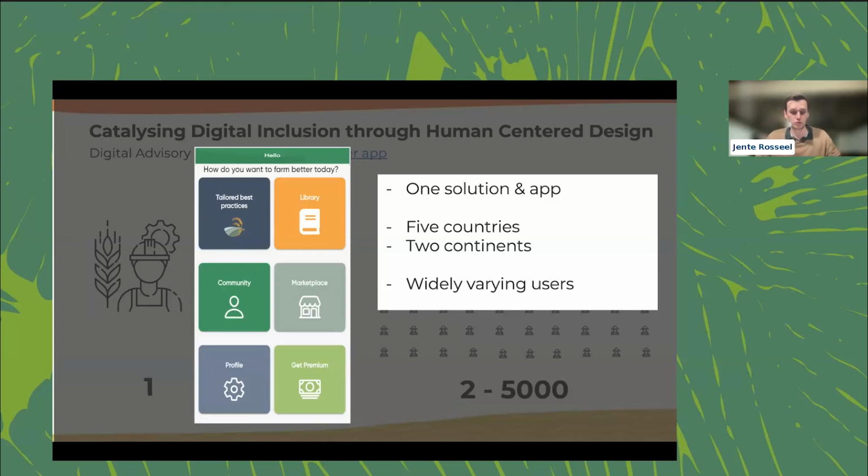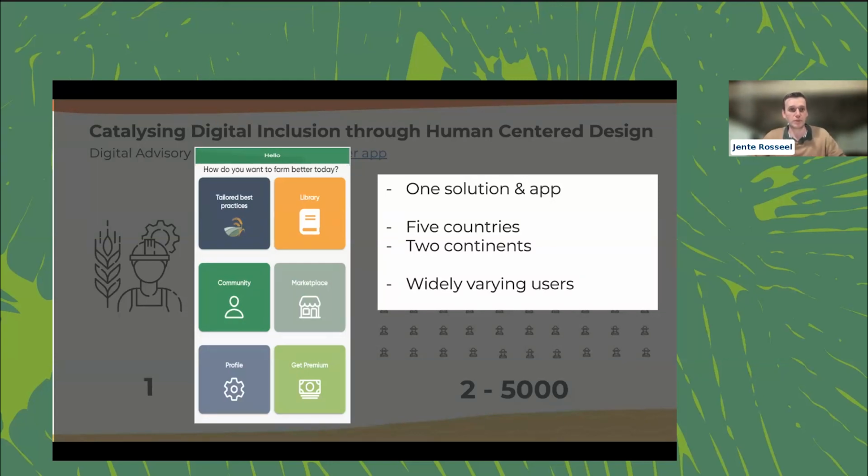So what does FarmBetter do? They have a few features, and what you're seeing on the screen is actually the version of FarmBetter I got before we did the human-centered design process, which we started about a year and a half ago, supported by AgriPath, but also GIZ and SDC.